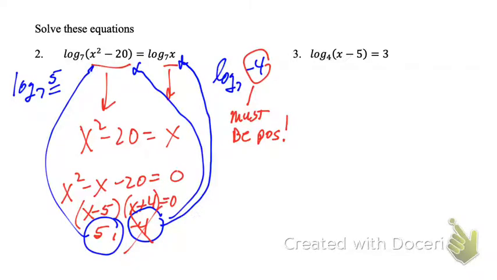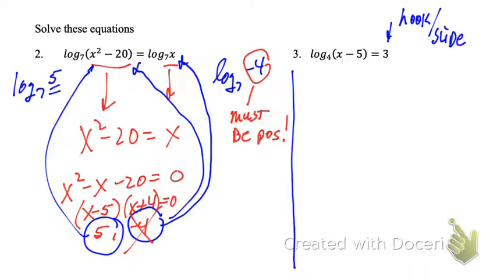The second type, whenever we are missing a log, then that means we can do the hook, or you can do the slide method from Mr. Patterson. My hook would be that right there. Or just slide the 4 over and make your exponent. And then we'll have to solve what we have.